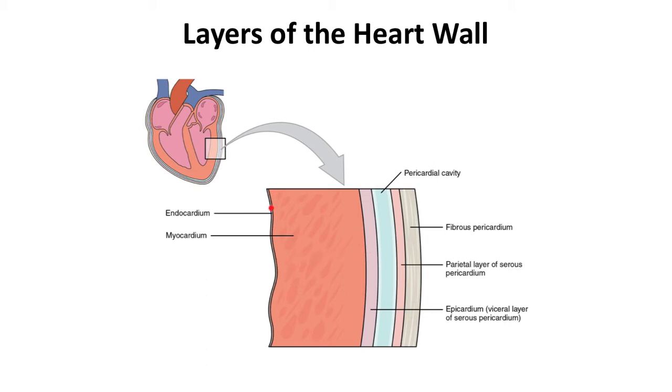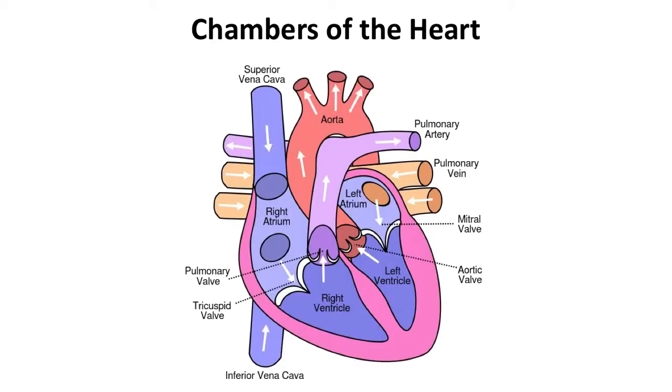The innermost layer is a very thin layer. It is called the endocardium. It's actually a thin layer of connective tissue that lines the heart chambers and is the main constituent of the heart valves. The heart has four chambers, two atria, which are the superior chambers that receive the blood, and two ventricles, which are the inferior chambers that pump blood.